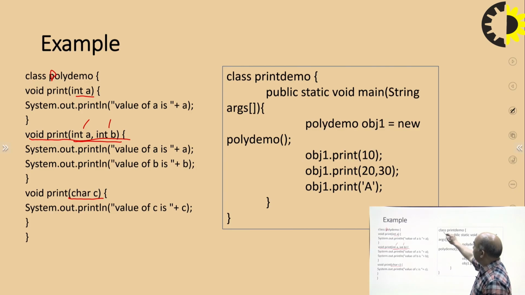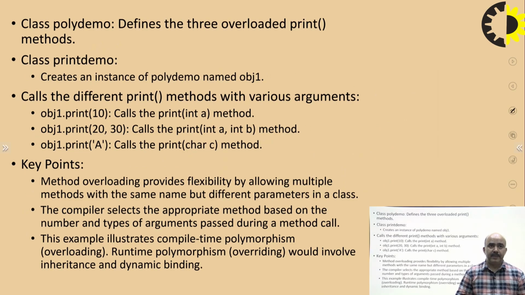So here we create a class PrintDemo, with a public static void main, and then we create objects. It will be PolyDemo, new PolyDemo in this case. Then one object is created with only one parameter, another object instance is created with two parameters, and another object is created with a character parameter. So this is polymorphism in this case.